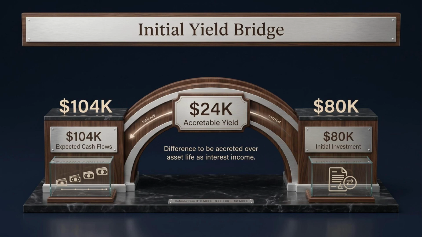The accretable yield is therefore $24,000, calculated as $104,000 minus $80,000. That $24,000 is not recognized immediately. It is recognized over the expected life using the effective yield method. The carrying amount increases as yield is recognized and decreases as cash is collected.